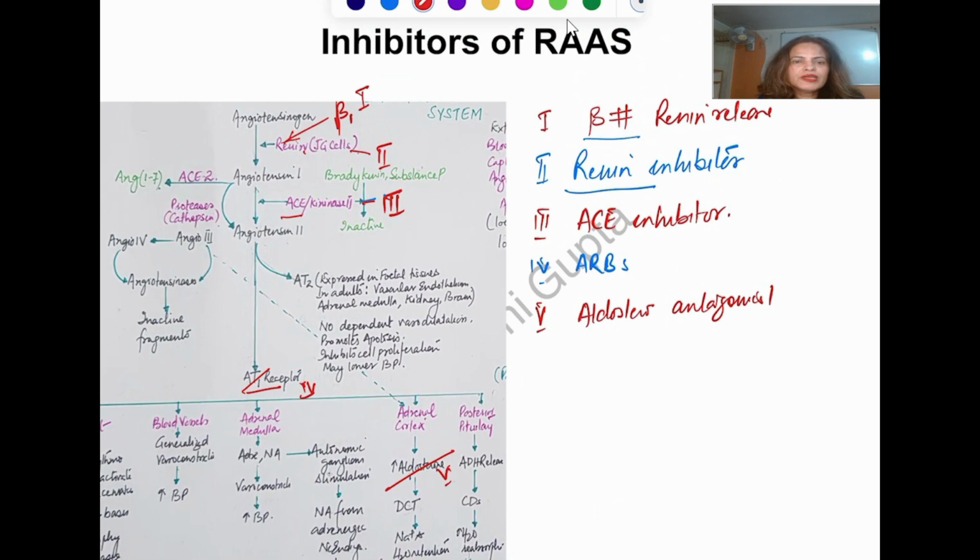So the first one is a beta blocker, or we can give any drug which acts by blocking the central sympathetic outflow. So centrally acting sympatholytics can also be used here to block this renin release. Then the second one is a renin inhibitor. The third one is an ACE inhibitor or angiotensin receptor blocker, and then the aldosterone antagonist. So in today's video, I will be mainly focusing on renin inhibitor, ACE inhibitor and angiotensin receptor blocker.